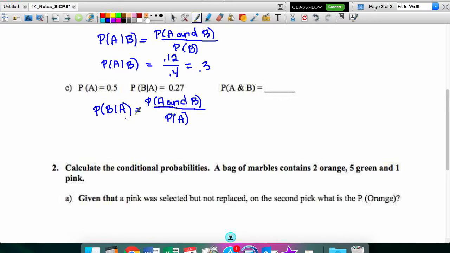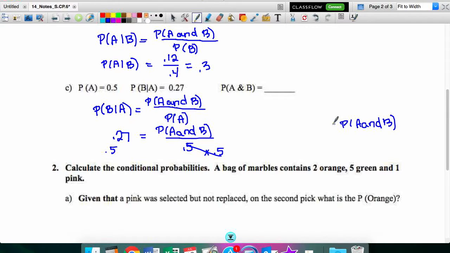Now I'm going to fill in what we know. This time I know the left side is 0.27, and I don't know the top, so I'll leave it as the probability of A and B. I do know the probability of A is 0.5, so I can fill that in as well. To solve for what I want, I have to get rid of this division by 0.5. You get rid of division by multiplying by 0.5. So I do that to both sides. The 0.5 cancels on the right, leaving me with the probability of A and B. And on the left-hand side, if I multiply 0.25 by 0.5, I get 0.135. And that's the answer.